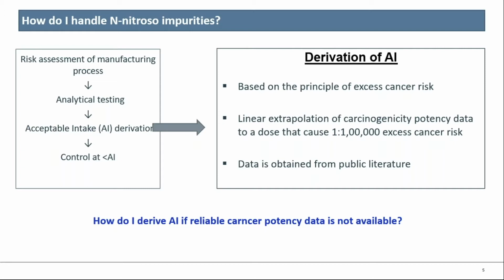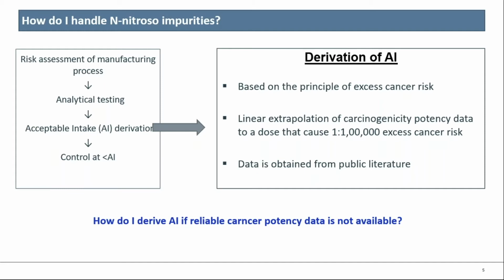then efforts should be put in to control that and limit their level in the drug product and API to an acceptable level or less than acceptable intake that needs to be derived using toxicological methods. Now, this acceptable intake or AI is based on the principle of excess cancer risk.